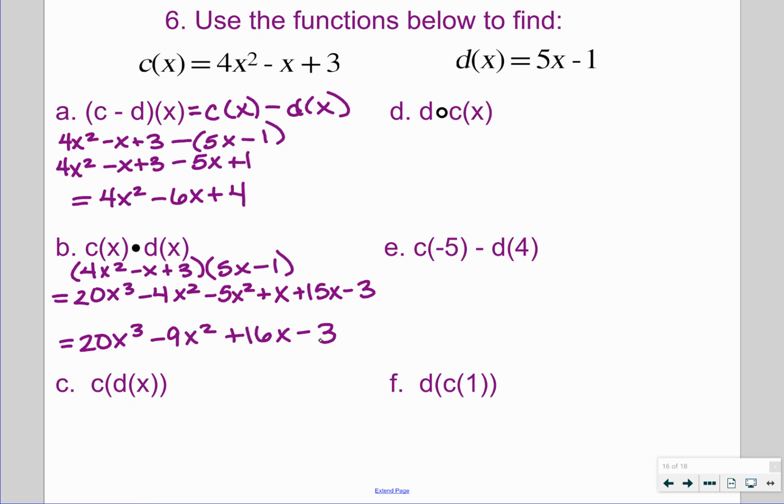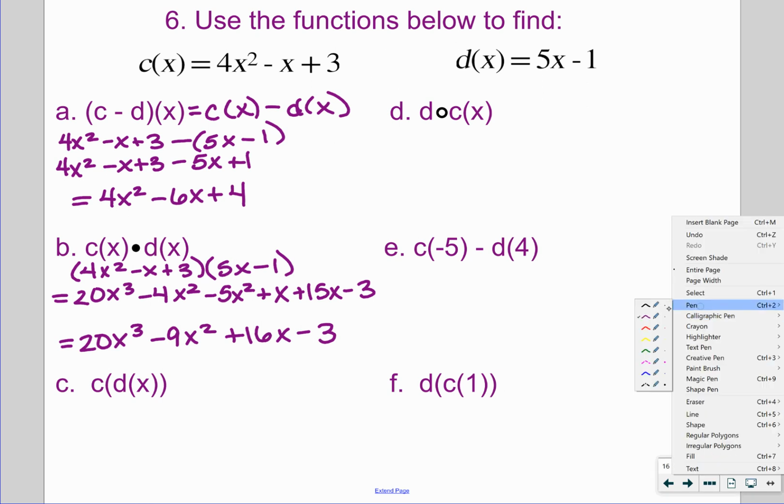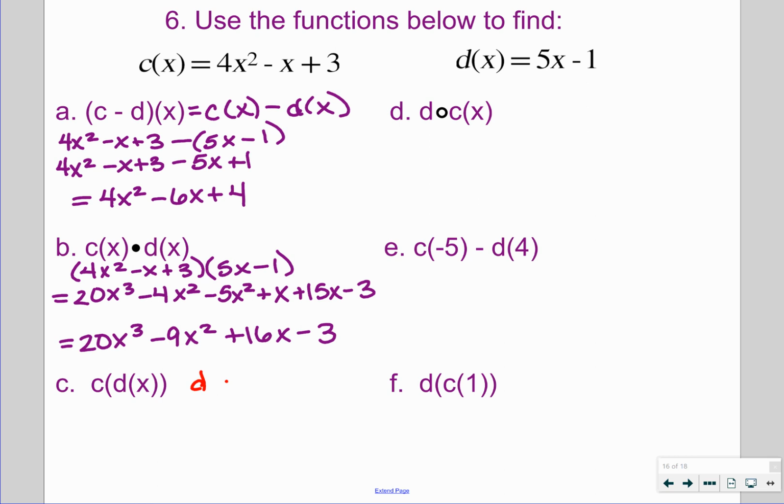I like that notation with the double parentheses. If it looks like that, it's a composition where we're plugging one function into the other. Which function's being plugged into which? D is being plugged into C. So 5x minus 1 is going to go into function C anywhere there's an x. Now there's two x's, so there are two places where you will be plugging that in. Please put it in parentheses.